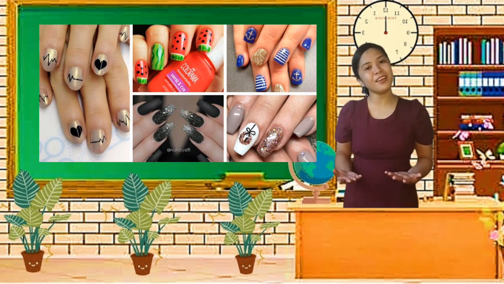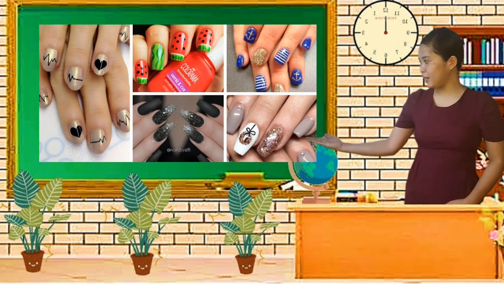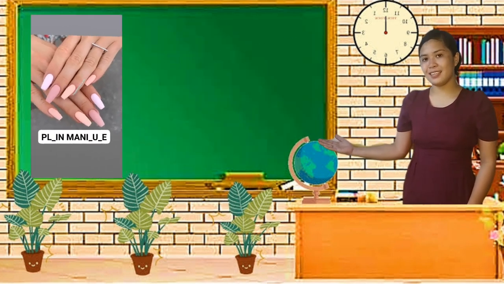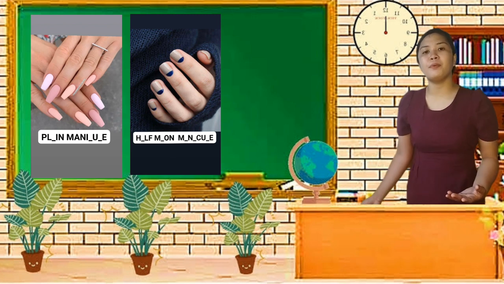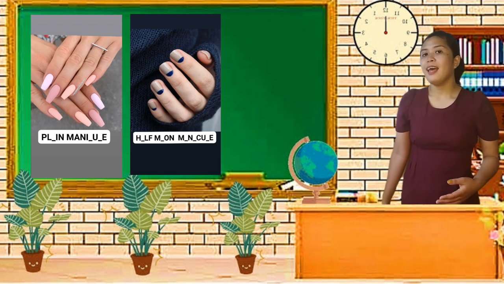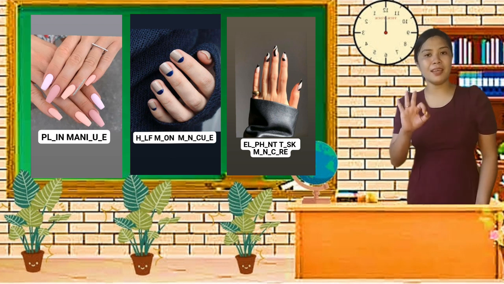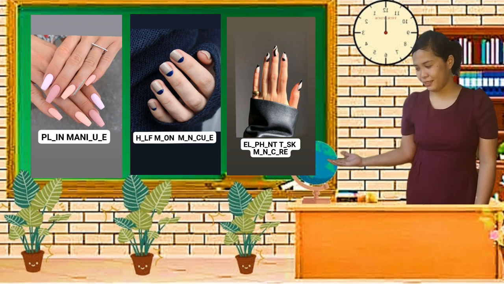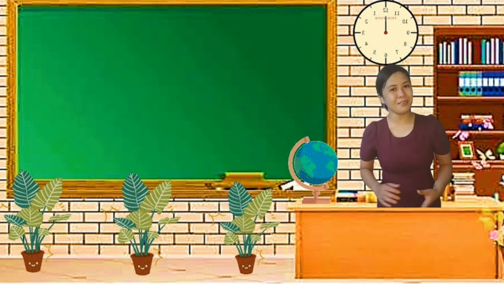Before we start our lesson, let's have first the activity. I have three pictures here. As you can see, there are missing letters here. So in your papers, write down the missing letters to form a word. I give you 3 minutes to answer this activity. Are you done? Okay, very good.